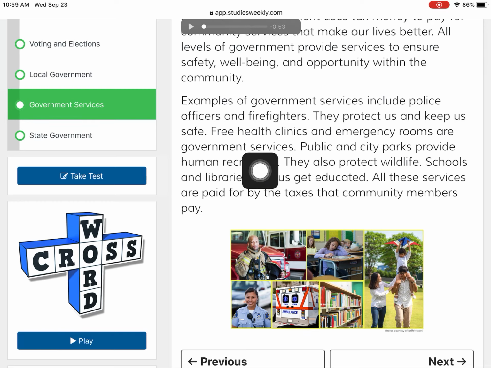Free health clinics and emergency rooms are government services. Public and city parks provide human recreation. They also protect wildlife. Schools and libraries help us get educated. All these services are paid for by taxes that community members pay.